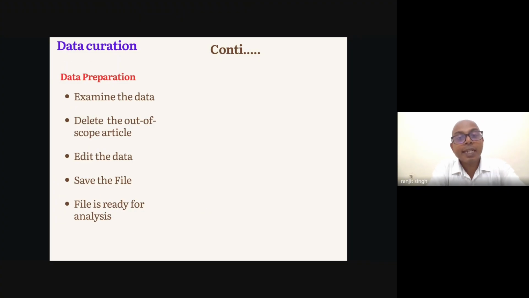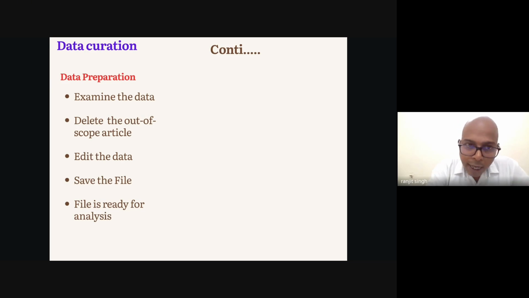Next step is data preparation, because you can see now you have downloaded the articles. But if you directly do the analysis on whatever data you collected, there might be some articles which are out of scope, and there might be some articles which need edits. So what is in the data preparation process?